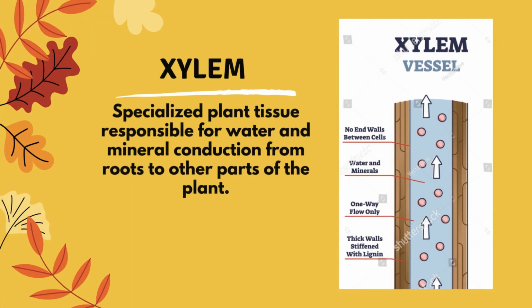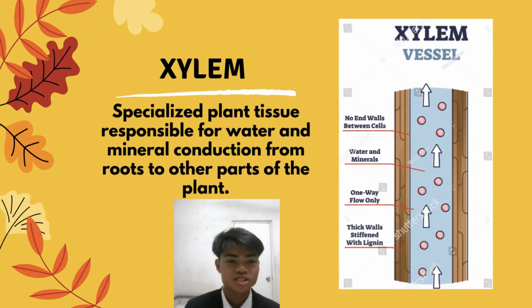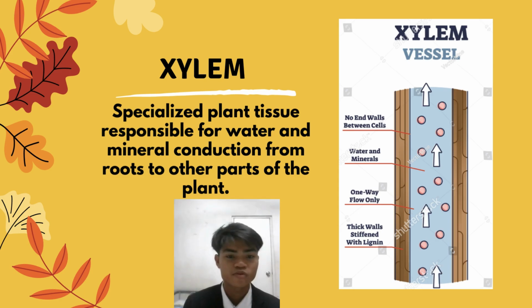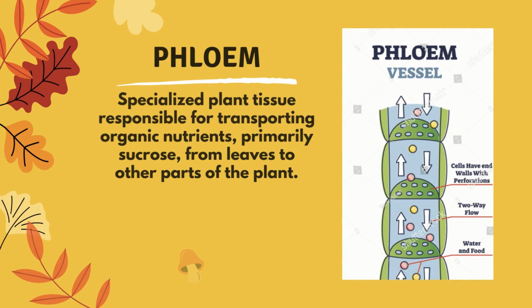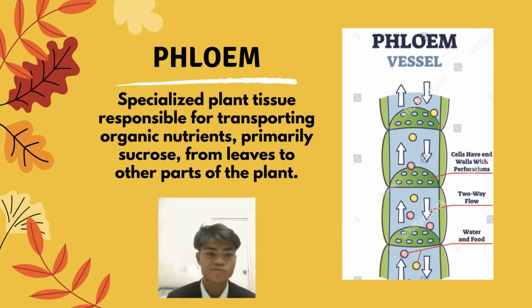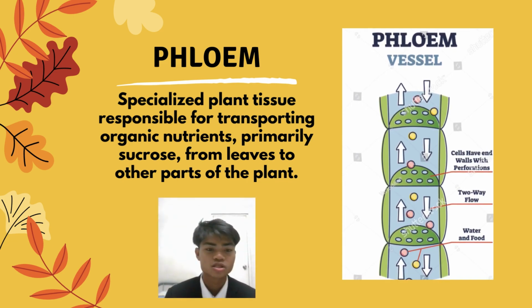Next, I will be presenting about xylem. Xylem is a specialized plant tissue responsible for water and mineral conduction from roots to other parts of the plant. Here is an example. You can see that water is going up through the xylem vessel. Now I will be presenting about phloem. Phloem is a specialized plant tissue responsible for transporting organic nutrients, primarily sucrose, from leaf to other parts of the plant.